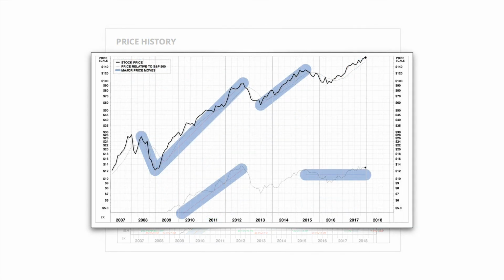Price history looks at major stock price moves over the historical period, in this case 10 years. The blue bars show pretty much uninterrupted advances or declines. You can see a hallmark for Apple was the run from about $12 at the end of 2008 up to about $90 by the end of 2012. Interestingly, since the early period in 2015, the stock price performance relative to the market has been relatively flat.